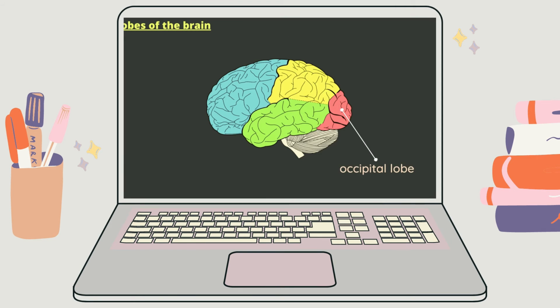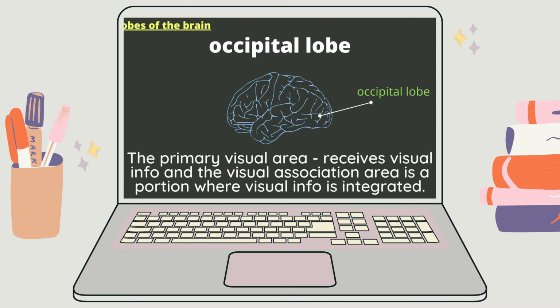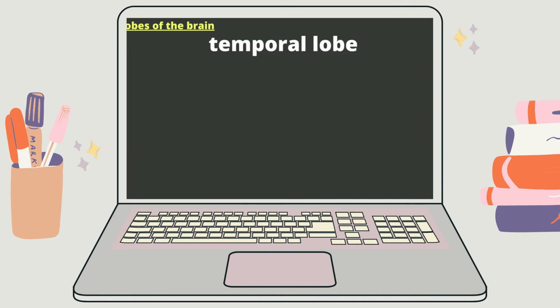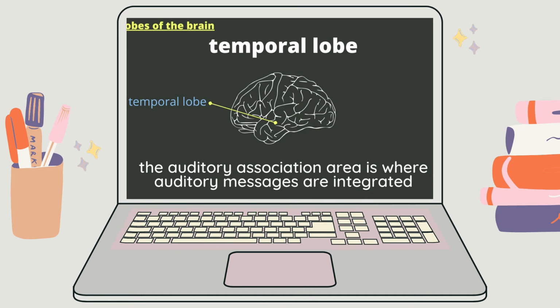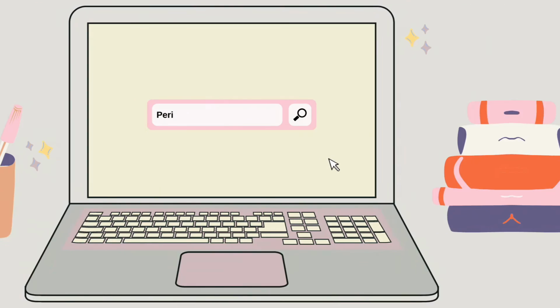The occipital lobe is for receiving and perceiving visual input. The primary visual area receives visual info, and the visual association area is a portion where visual info is integrated. Temporal lobe. The primary auditory area is the center for reception of auditory messages. The auditory association area is where auditory messages are integrated, and the psychic cortex is the abstract of thoughts and judgments.